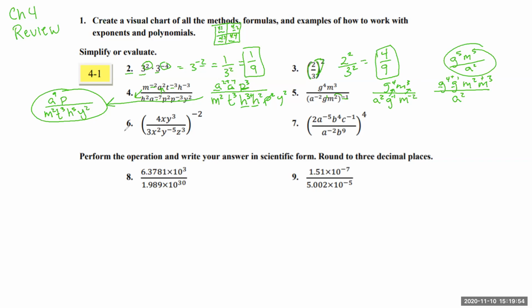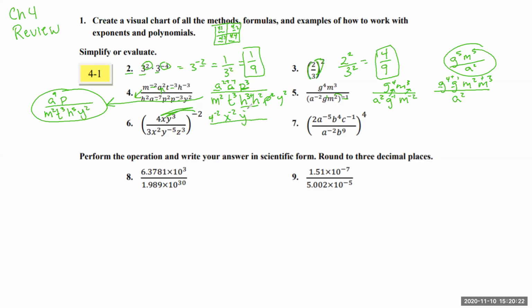Okay, going on to the next one, we are going to go ahead and just multiply this negative 2, or bring the exponent to all the terms inside here. So this first one, we're just going to leave it 4, negative 2 on top. And then the exponent on x is just 1. So 1 times negative 2 is going to be x to the negative second. And then y to the third, well, 3 times negative 2 is going to be negative 6.